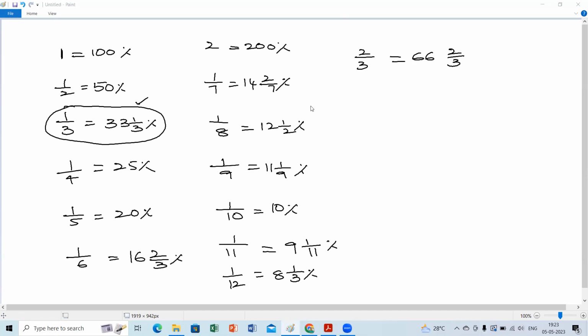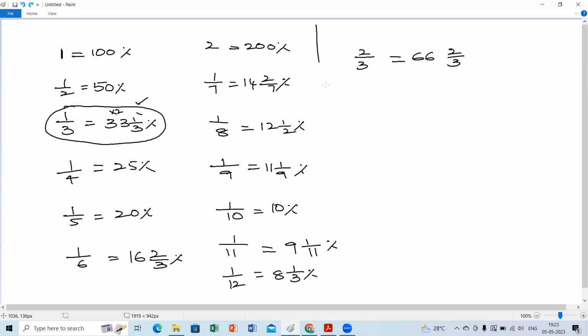Yeah, 1 into 2 is 2. That relation, to know that relation only, I'm writing the things, children. Suppose 2 by 5. These are the basic things, children.